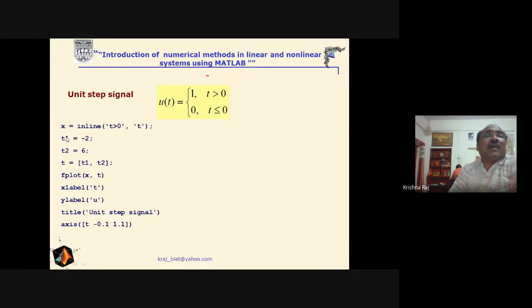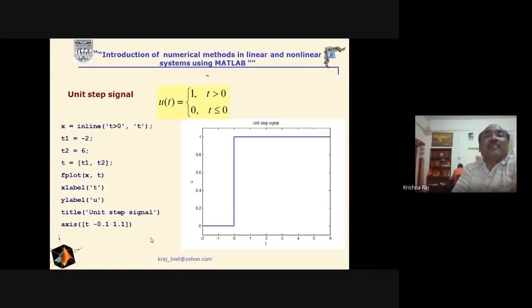For that, again we describe the value of x, the range of t from t1 to t2, and the fplot command will be utilized here. Then we use the labels: the x label, the y label, and the title of the total graph. And here are the ranges of the x-axis and the y-axis. This is the step function.